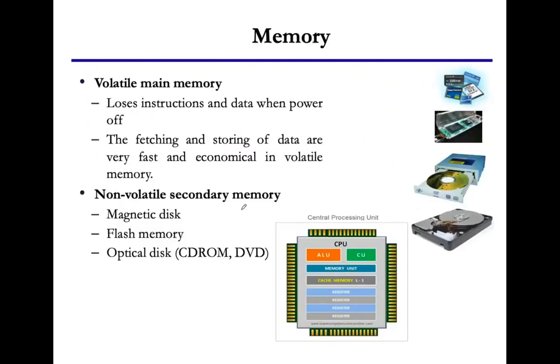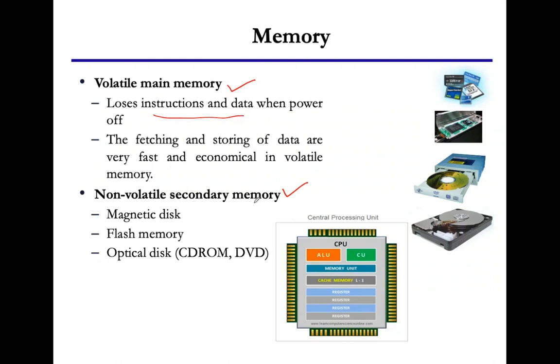Then comes the next part, which is memory. For the memory, we are going to discuss only the broad picture here. One is volatile memory, which we call temporary memory. Another one is non-volatile memory, that is, temporary memory and permanent memory. The volatile main memory, we call this RAM or DRAM or SDRAM. This loses instructions and data when power is off. Fetching and storing of data are very fast and economical in volatile memory. As soon as power goes off, all the instructions and data will be lost.